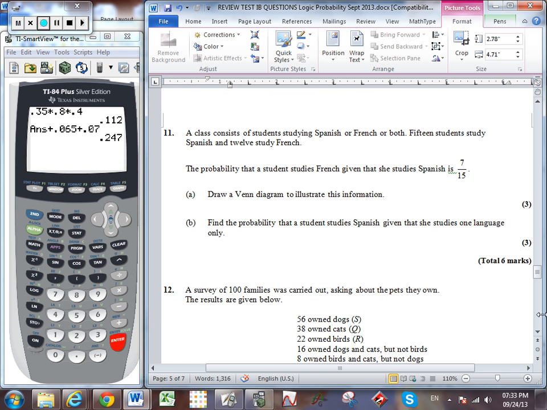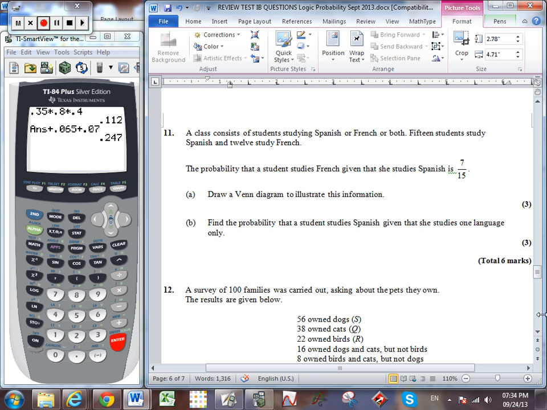Alright then, nearly done. Number 11. A class consists of students studying Spanish or French or both. So as soon as we've been given that there are some people or some objects belonging to multiple groups, we're immediately thinking, I hope, Venn diagram, as opposed to when you've been given a choice between this event occurring or that event occurring. And that implies some sort of tree diagram.